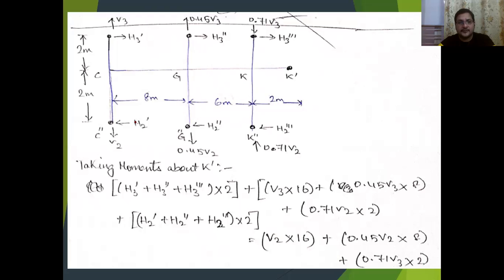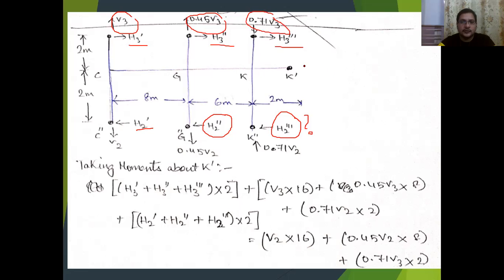Now if you check, we have extended this diagram. H2 dashed we have found, H2 double dashed we have found out. Now H2 triple dashed is unknown. And similarly, if you check, H3 dashed, H3 double dashed and H3 triple dashed have changed their symbols from left to right. And also the axial forces V3, 0.45 V3 and 0.71 V3 have changed their directions.